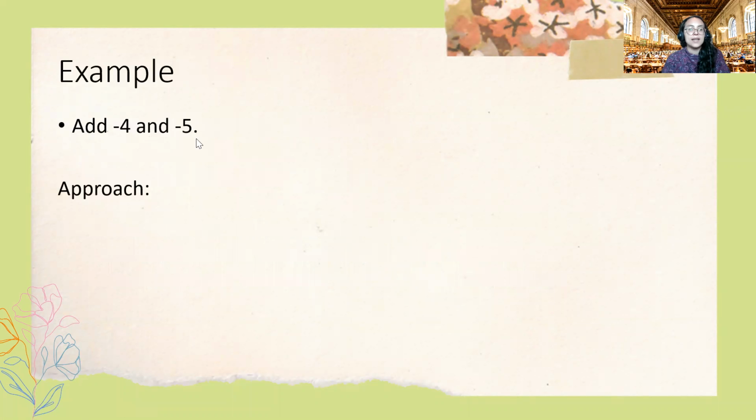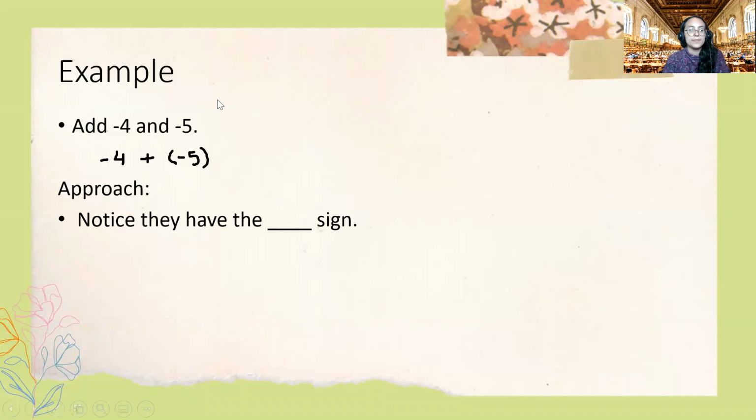We're asked to add -4 and -5. First I'm going to write this out: -4 plus -5. Our approach is that we have to notice what kind of sign they have. Is it the same? Is it the opposite? We know that it's the same because -4 is negative, we have the minus sign in front, and 5 is also negative because we also have a minus sign in front. So they have the same sign.